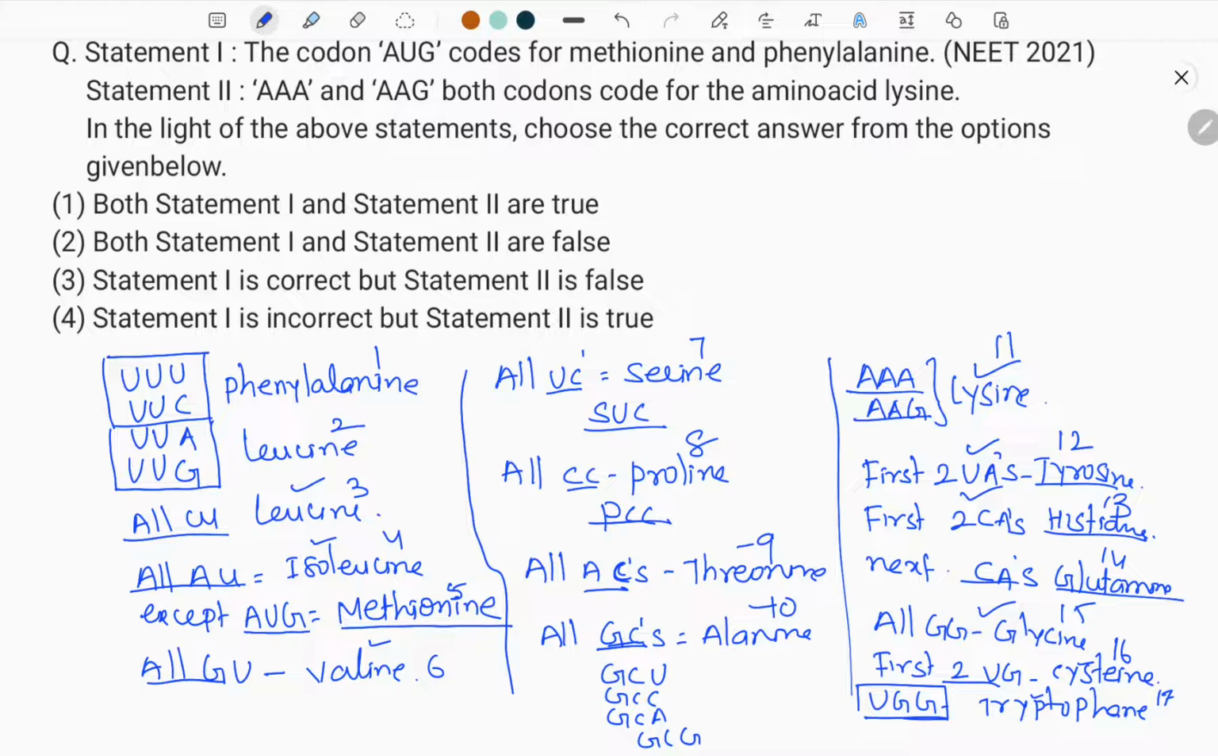Okay, so I hope my explanation is useful for you, and you are getting benefit out of this. I try to recapitulate and revise all this, because every year they are asking one question from the genetic code. Let us see the question now.